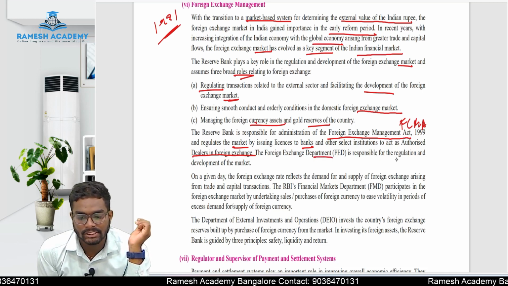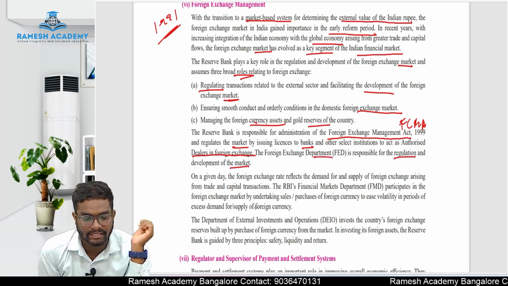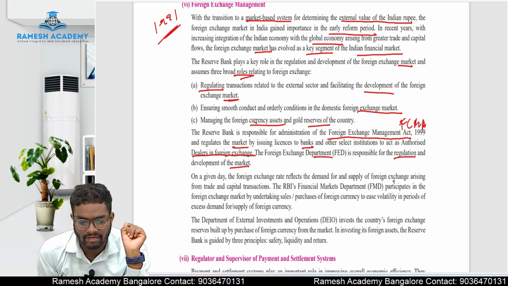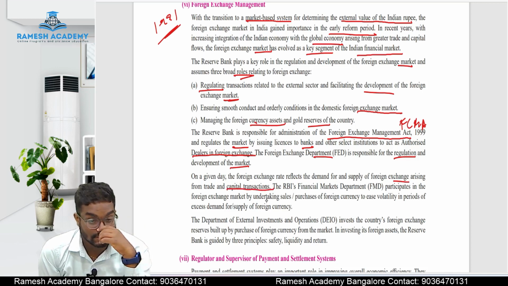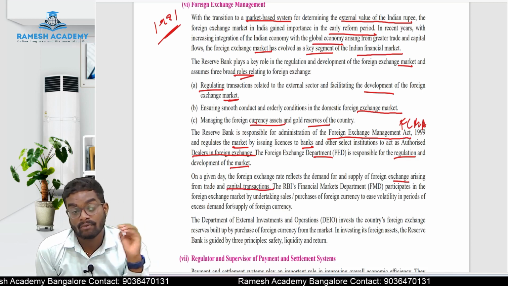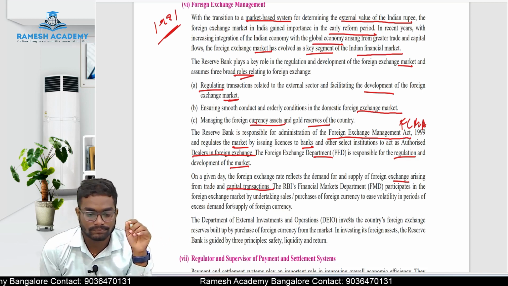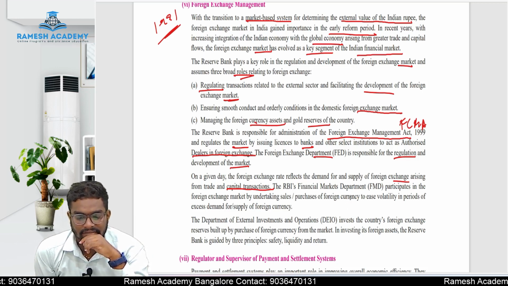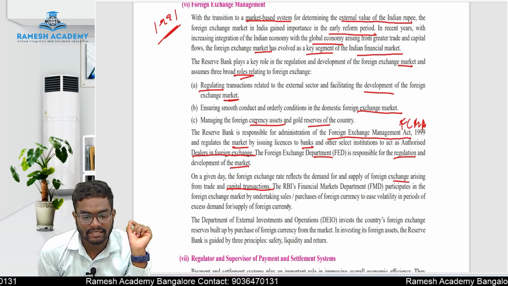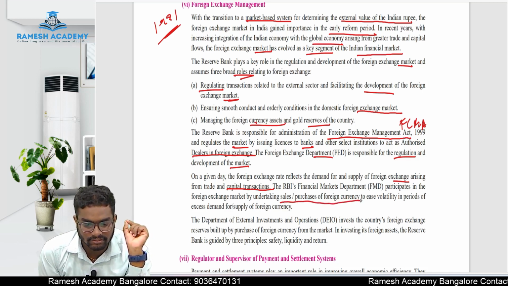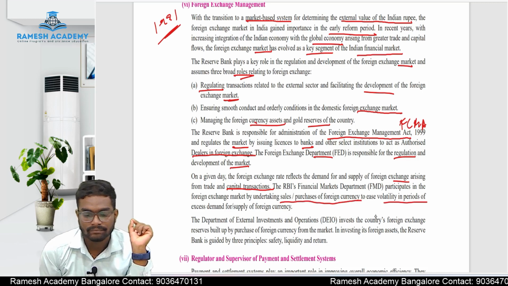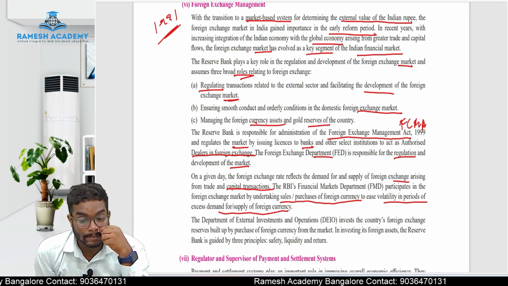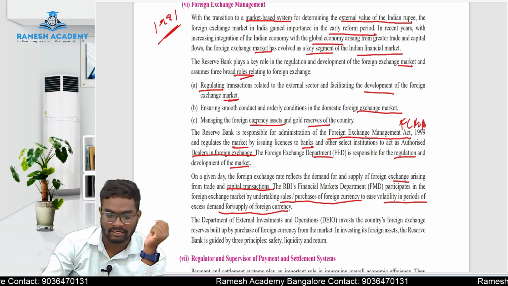The Foreign Exchange Department is responsible for the regulation and development of the market. On a given day, the foreign exchange rate reflects the demand and supply of foreign exchange arising from trade and capital transactions. The amount can be taken for normal day-to-day business, also as a capital investment. RBI's Financial Markets Department participates in the foreign exchange market by undertaking sales and purchases of foreign currency to ease volatility in periods of excess demand or supply. So it will be participating in the open market to purchase foreign currencies.